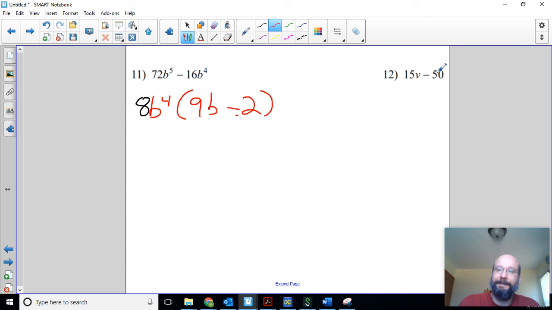15v minus 50, so the GCF is 5. Again, use Desmos. I can't take out the v because they're not in both of them. 15v divided by 5 is 3v. Negative 50 divided by 5 is negative 10.